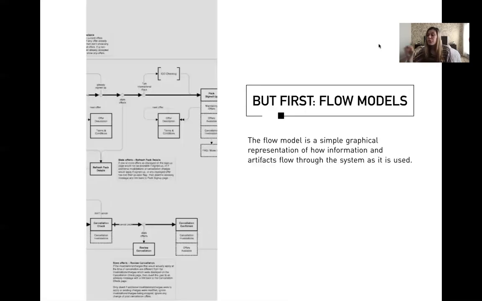But first, I want to cover flow models, because the flow model is a simple graphical representation of how information and artifacts flow through the system as it is used. Journey maps is a buzzword you hear a lot in UX literature, but I would actually recommend first starting with a more general flow model of the product or system you are working on before working on something that gets really specific, like a journey map. A flow model is something every project needs. You'll be able to use this kind of model for virtually any project you might have. A flow model is great for just trying to understand the product or system you're working on.